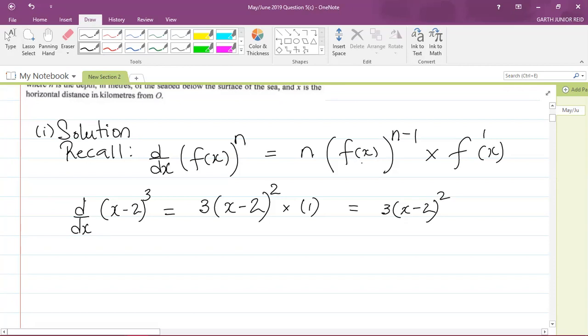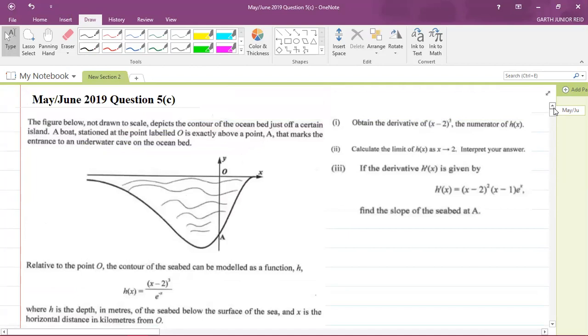We can leave it right there. You do not need to expand the (x minus 2) all squared; you can just leave it as it is. So we are now finished with part one of the question. Let me just tick that off. Now we're going to do part two.